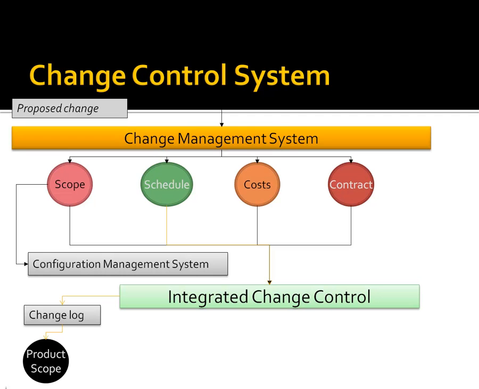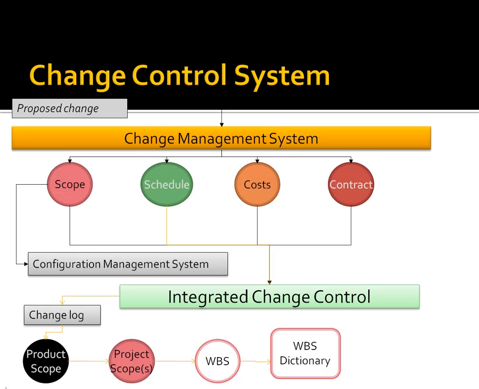Now, if it's an approved change, you have to update the product scope, which means you may also have to update multiple project scopes, and likely it's going to trickle down to the work breakdown structure and the work breakdown structure dictionary at the project level. And of course, you may have changes to other project components, the project management plan, the quality management plan, risk concerns, and so on. And then that's the last step, that it follows through the entire program. You may have some project plans that need to be updated.